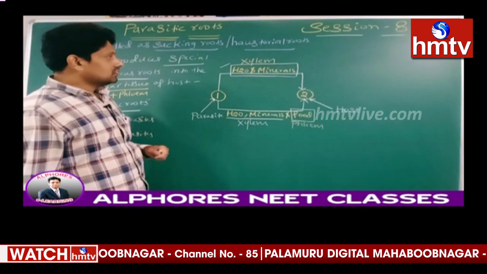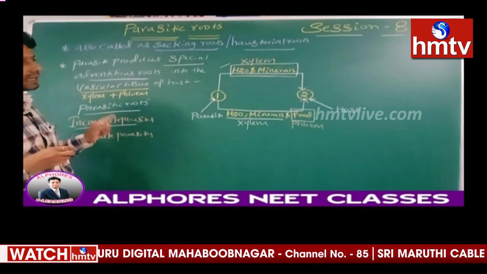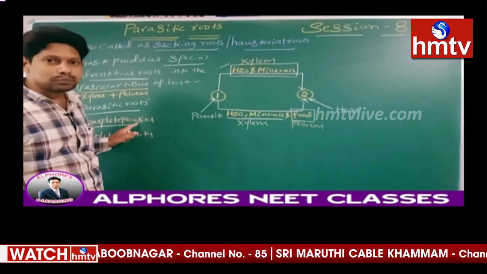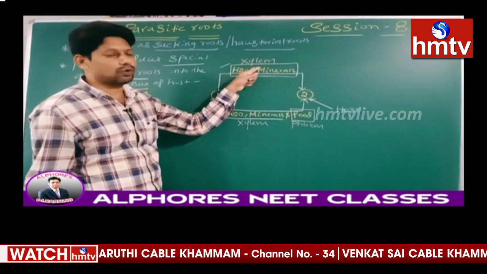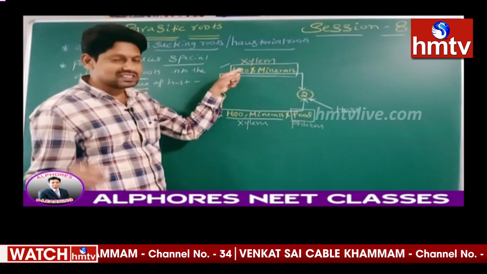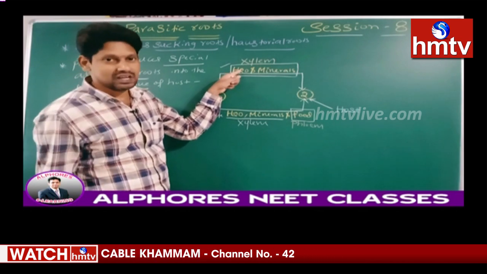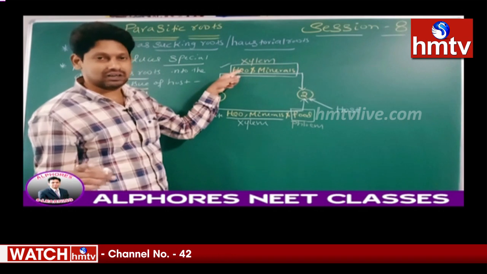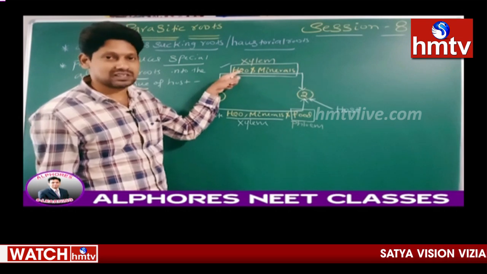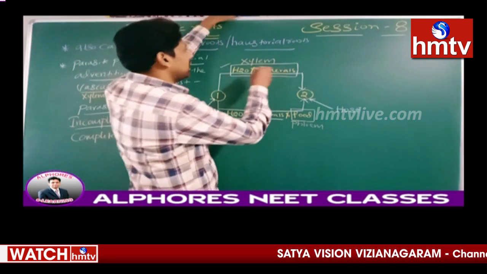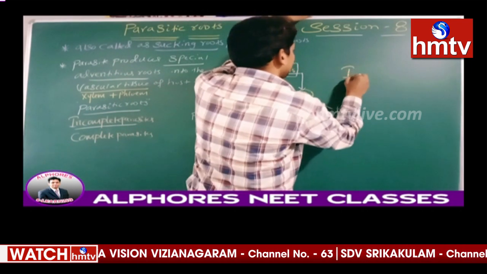Now go for the first one, incomplete parasites. Incomplete parasites absorb only water and minerals from the host plant. It means they can prepare their own food materials. It means incomplete parasites are chlorophyllous. They are photosynthetic. They are autotrophic.